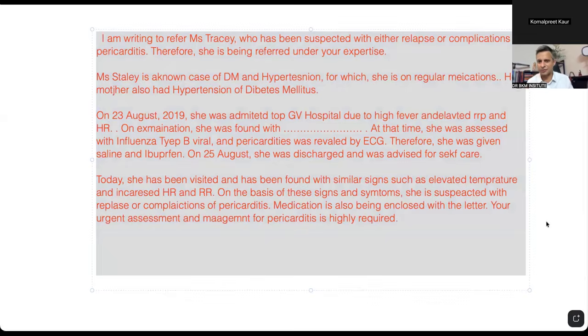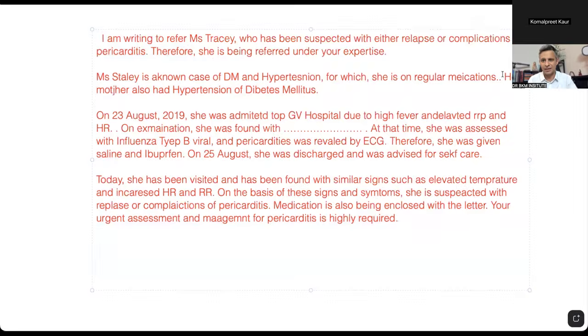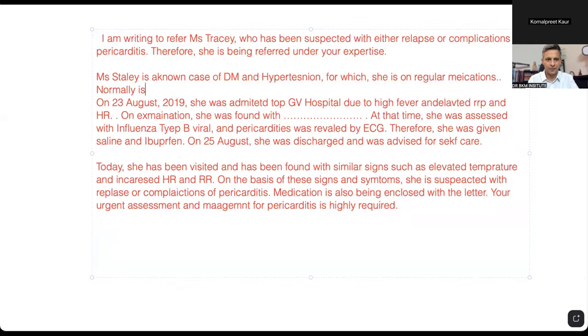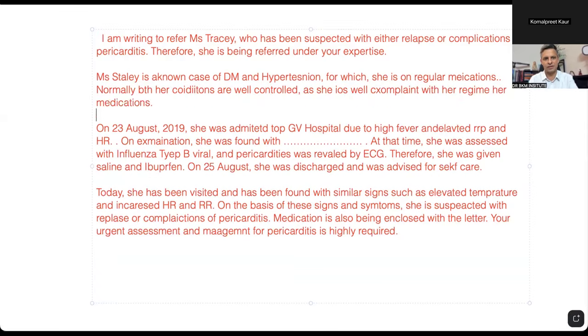That I'm writing to refer Mrs. Tracy, who has been suspected with this, therefore she's being referred under your expertise. She has a case of hypertension for which she is taking medication, and it has been well controlled. If you want to add some line like this, normally both her conditions are well controlled as she is well compliant with her regime and medications. So this would have been more important. So this is better. She is also a known case of diabetes for which she is on regular medications. Normally, both her conditions are well controlled as she is well compliant with her regime and medications.